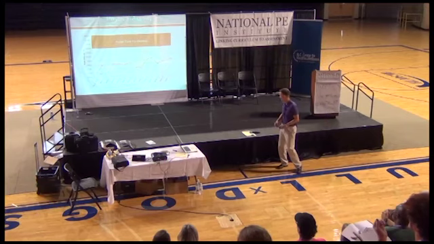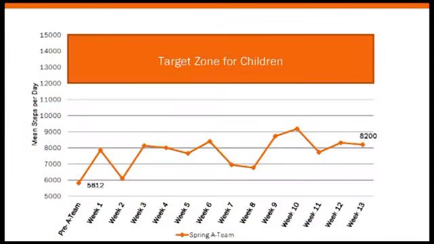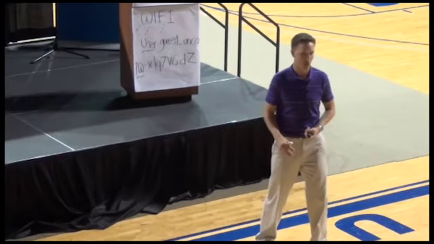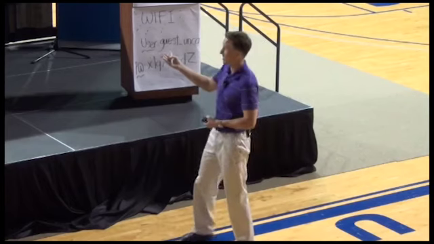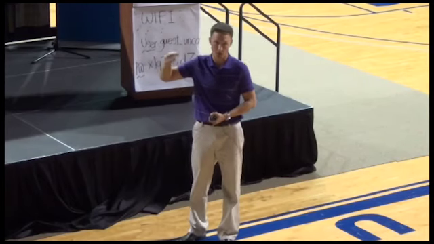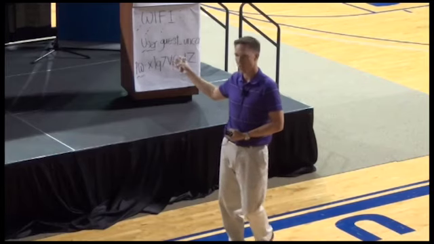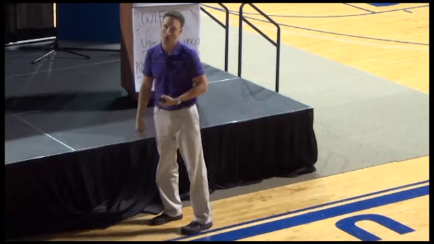So what kind of results did we get? The results were pretty encouraging. So this is showing physical activity from one of the A teams that met in the spring. Look at the number here. That's 5,800 steps on average per day over the course of a week. That's pretty inactive, especially considering the 12 to 15,000 range is kind of what we're looking at for kids that age. Over the course of the semester or the quarter, they were able to go from 5,800 to 8,200 steps.